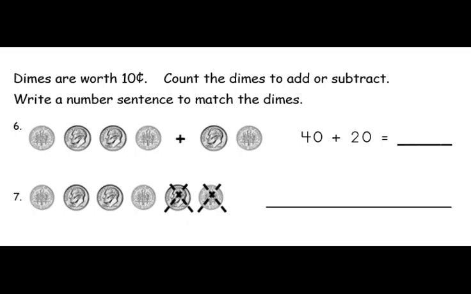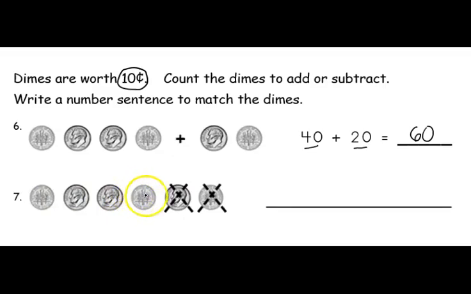We're going to follow the same process here, but instead of using 10 sticks, we're going to use dimes, since each dime is worth 10 cents. Looking here, I have 4 dimes, and to that I added 2 more dimes. So I have 4 dimes, which would be 40, 4 groups of 10, and I'm adding 2 dimes, which would be 20, for a total of 6 dimes, or 60 cents.